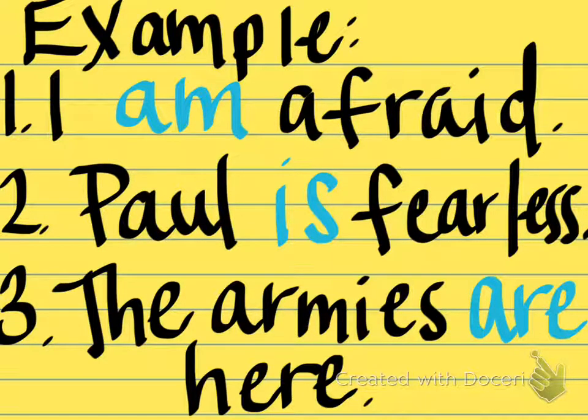So we know that with our rule, in the verb be, we would choose am and is to agree with a singular subject. In example number 3, we see the armies are here. The armies is a plural subject, so we know that our verb must be are. It must agree with the plural subject.